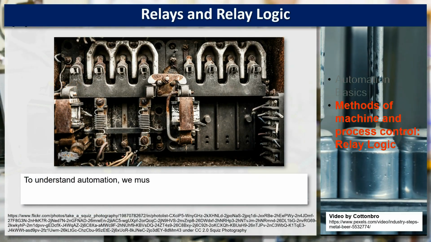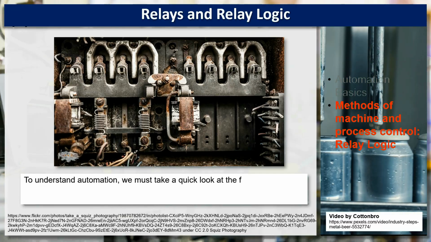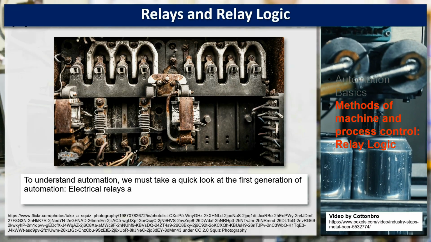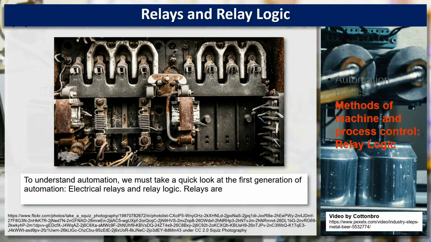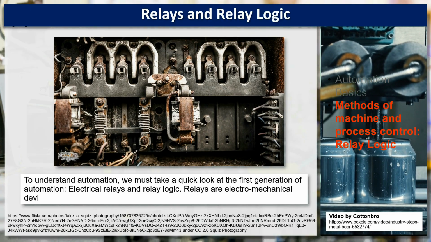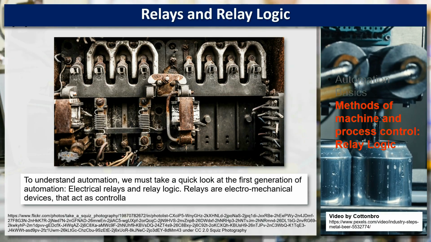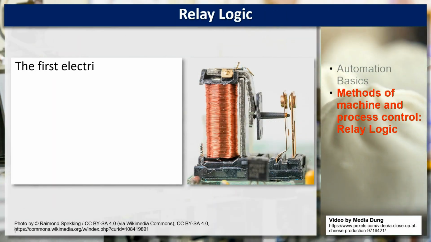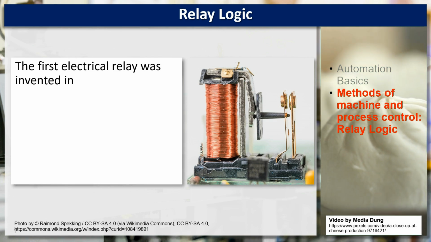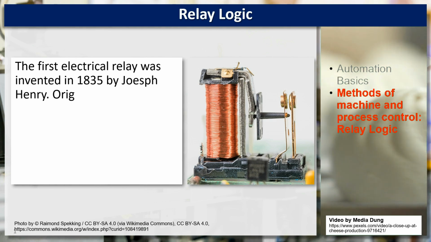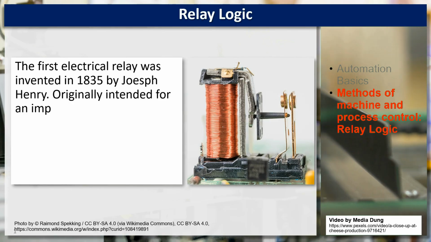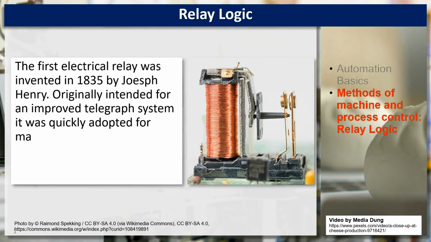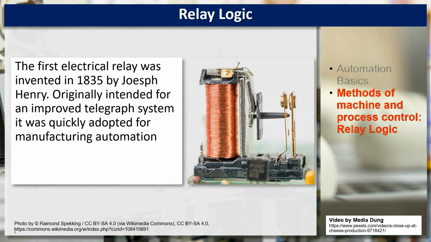To understand modern automation, we must take a quick look at the first generation of automation, electrical relays and relay logic. Relays are electromechanical devices that act as controllable switches. The first electrical relay was invented in 1835 by Joseph Henry. Originally intended for an improved telegraph system, it was quickly adopted for manufacturing automation once cheap electrical power became available.